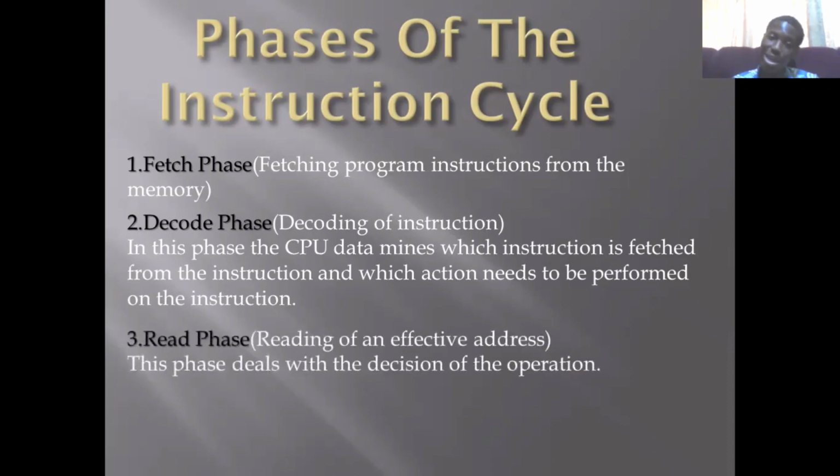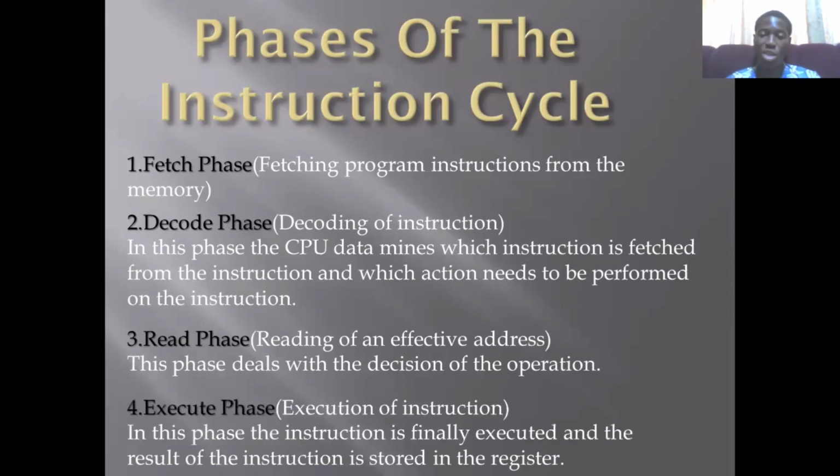So we move on to the next one, which is decoding of instructions. In this phase, the CPU determines which operation or which instruction is fetched from the instruction and which action needs to be performed on the instruction. Third one, we move on to the read phase, reading of an effective address. This phase deals with the decision of the operation. So here the operation can be either memory type or non-memory type.